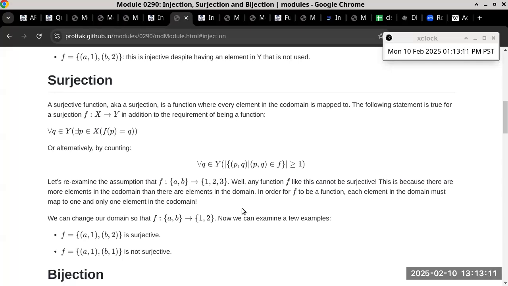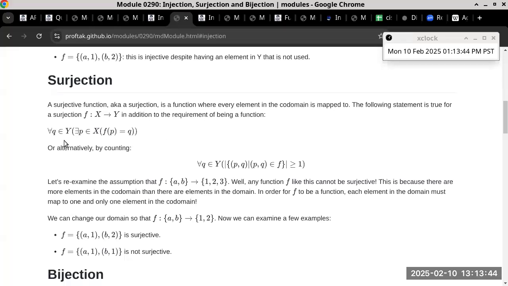All right, so here's surjection. The natural language description is: a surjective function, also known as a surjection, is a function where every element in the codomain is mapped to. That's all. How many times does it have to be mapped to? Doesn't matter. It can be one, can be two, can be three. It just cannot be zero. So the following statement is true for a surjection. X is the domain, Y is the codomain, in addition to the requirement of being a function.